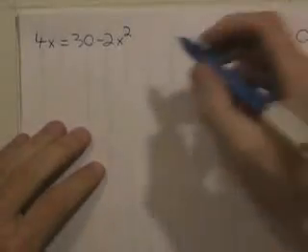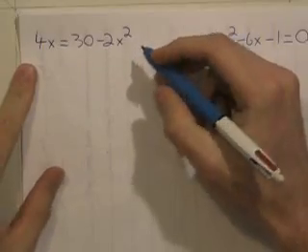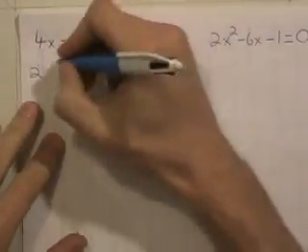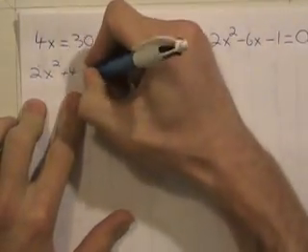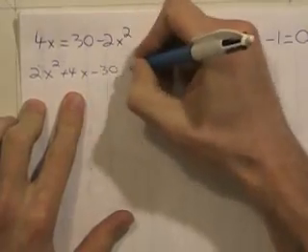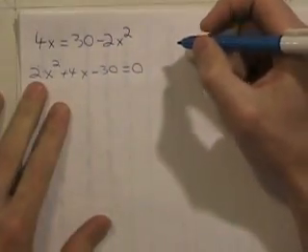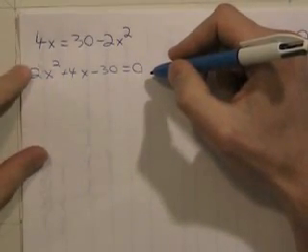This was number 1, and the first thing that you want to do is to get everything on one side. So I'll bring this over, and that'll be 2x squared plus 4x minus 30 equals 0. It's always good to pull everything on one side and have 0 on the other side. Then we can decide how to deal with these things.